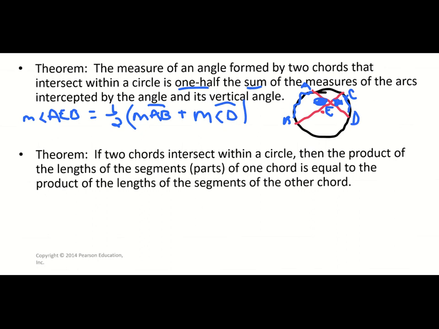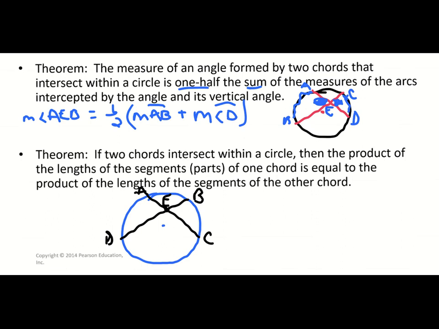And then we also have the theorem for if two chords intersect within a circle. So here's my circle. Here's the center, and then we'll draw our two chords. So here's one, here's another. We'll call them A, B, C, D, and make that E right there. Then the product of the lengths of the segments of one chord is equal to the product of the lengths of the segments of the other chord. So now we're talking about the lengths of the segments, and product means to multiply.